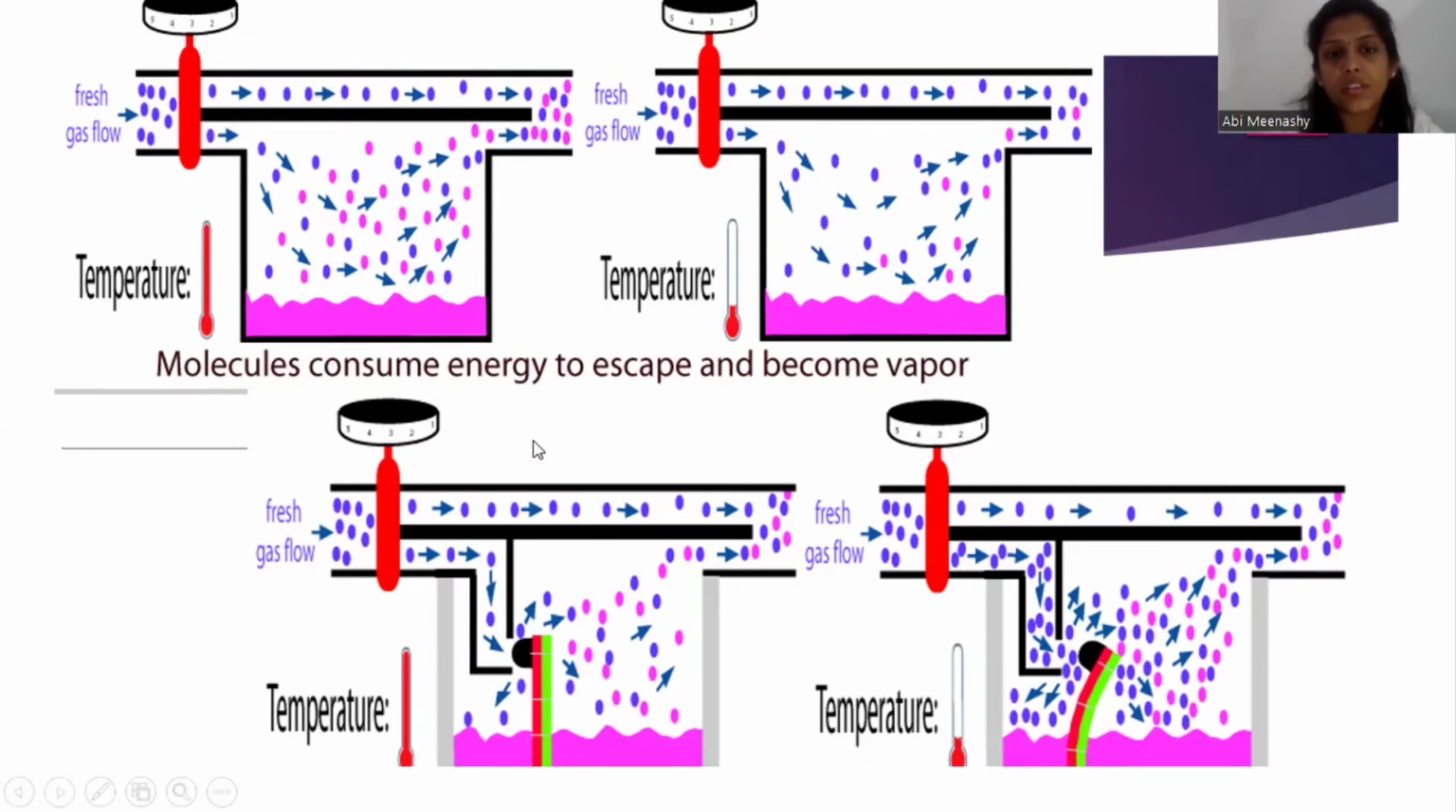So molecules consume energy to escape and become vapor. We shouldn't let the temperature go up and down like this. We need it to be stable so that we can get a stable output from the vaporizer.